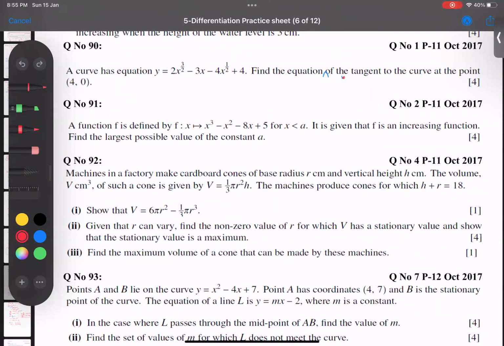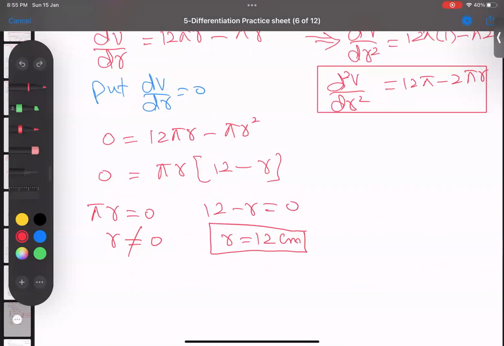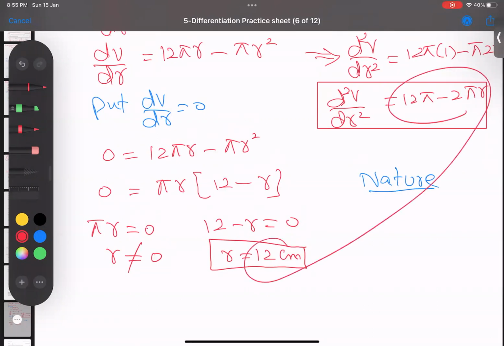And now he said, find R. I have done it. And he's saying, show that it has a maximum volume we are getting for it. So let's see how we can find nature. I'm writing the heading here, nature. How to find nature? You know the criteria. I will plug in this 12 R value here. If the answer comes positive, point of minima. If the answer comes negative, point of maxima.